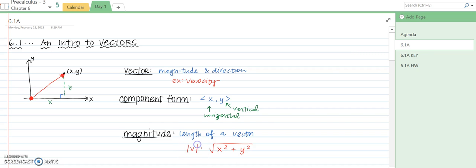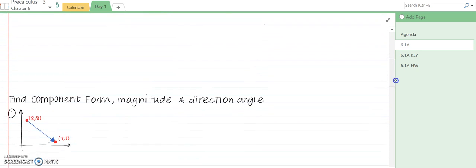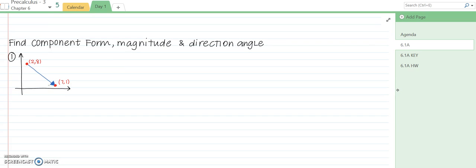We represent magnitude with that v with almost absolute value looking bars next to it. Anytime you see the absolute value bars around v, we're just talking about magnitude. While it is pretty obvious using the Pythagorean theorem, this is definitely going to come in handy. To use these few things, again, hit pause if you ever need to. Make sure you're copying down some good notes since I didn't post them on Weebly.